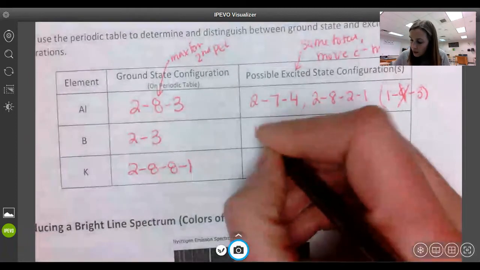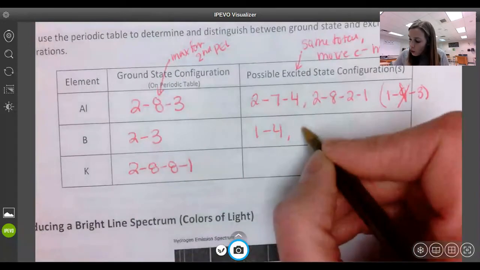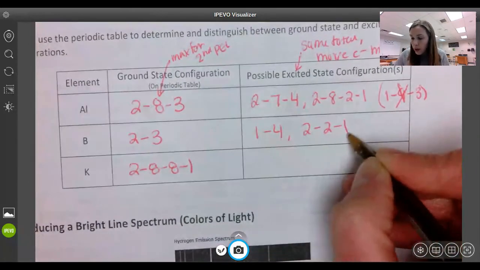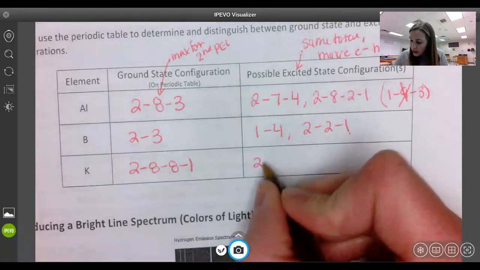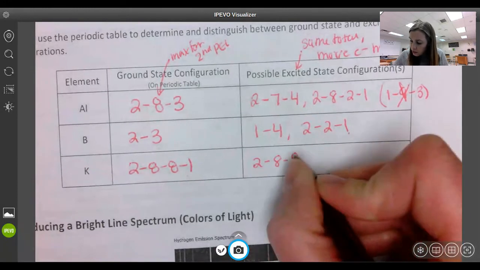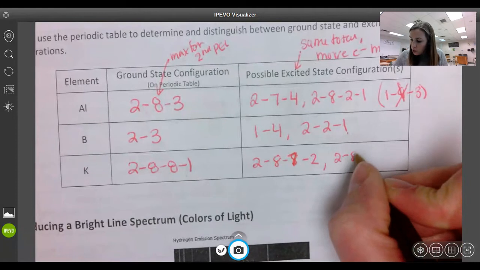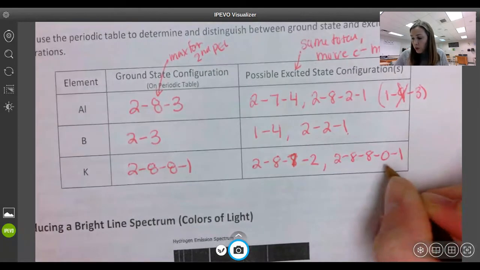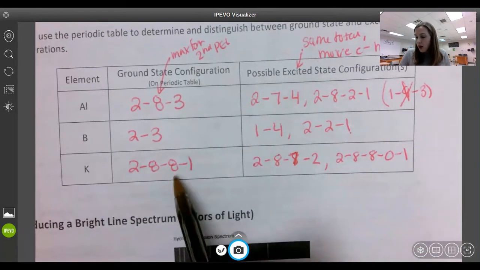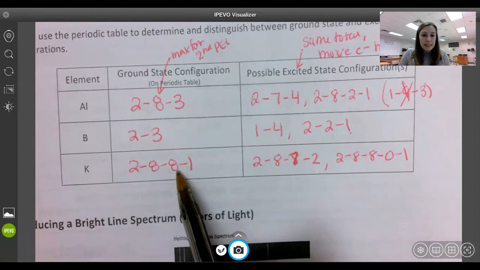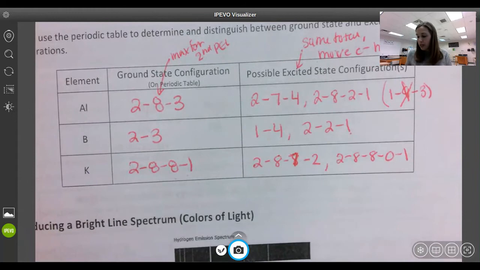For boron, I could have something like 1, 4. I've moved one up. Again, still keeping the same total. Or I could have 2, 2, 1. I've moved one up to the third. Still 5 electrons. Okay, for potassium here, I could have something like 2, 8, 7, 2. Or maybe I could even have something like 2, 8, 8, 0, 1, where I move that one electron up to the fifth energy level. So again, all these are possible. The third energy level can go up to 18 electrons, so I could move one up to the third energy level in this case, but second is full, so I can't do that there.